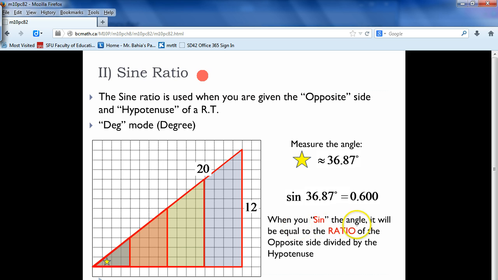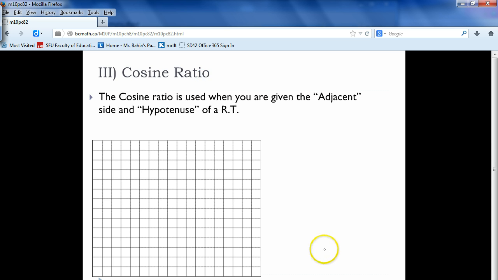So when you sine an angle, it'll be equal to the ratio of the opposite side divided by the hypotenuse side. Cosine does the exact same thing for adjacent and hypotenuse. So there's our triangle, 4 in the adjacent, 5 on the hypotenuse. So what is the ratio of adjacent to hypotenuse? 4 divided by 5 is 0.8.